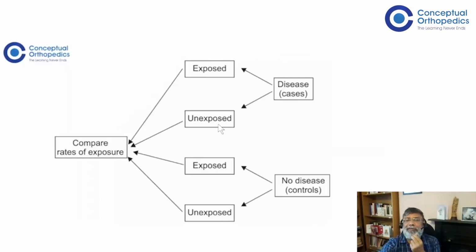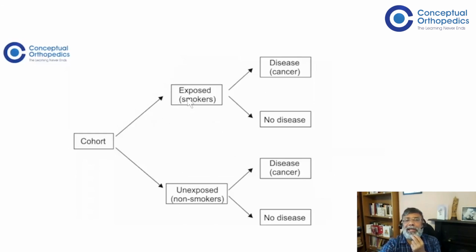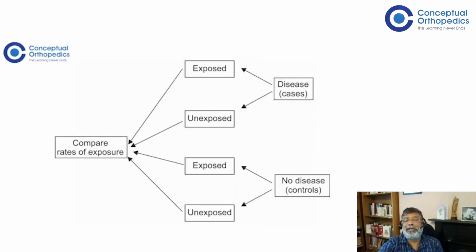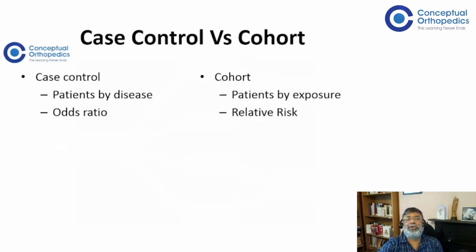And if you would have randomized your people here, without knowing them as smoker or non-smoker, then that becomes a randomized control study. If you would say that I will pick 100 people and 50 I'll make them smoke and 50 will not smoke, and then I will follow them, then your control is there through randomization. So that is a different thing. Here you are picking up naturally smokers and non-smokers. So that is the difference between cohort and non-randomized studies. So case control and cohort, you need to understand the difference.